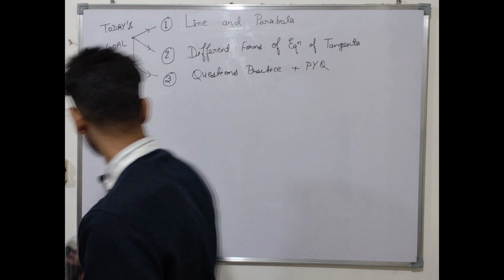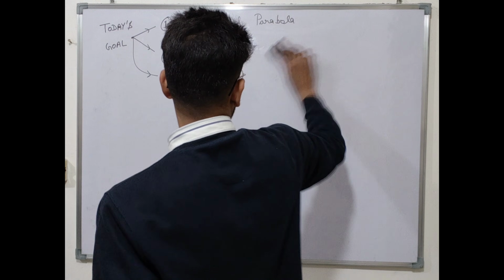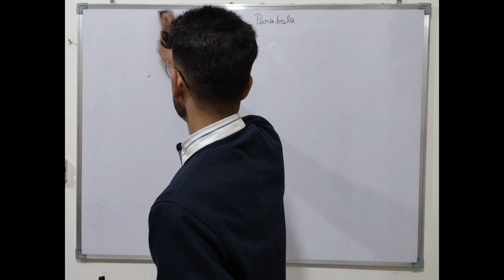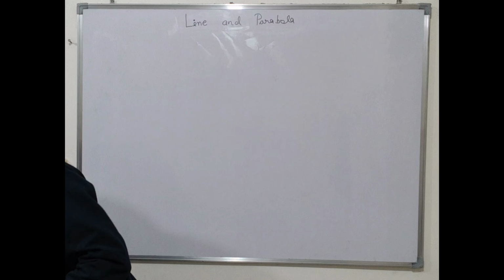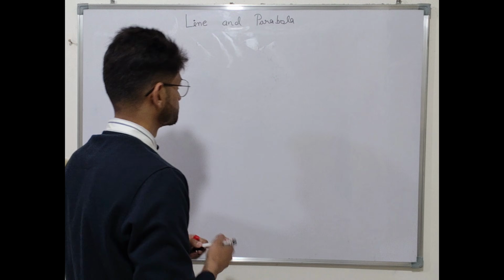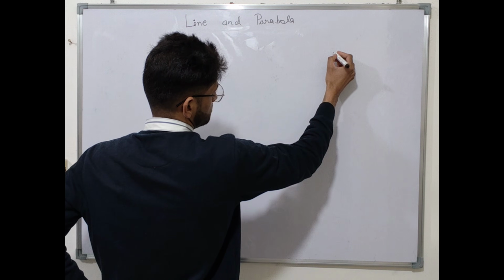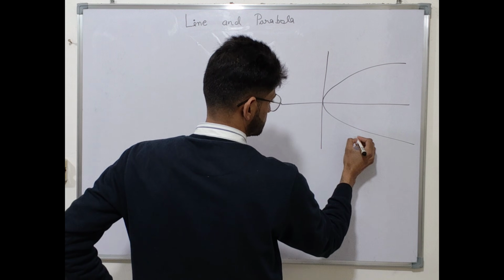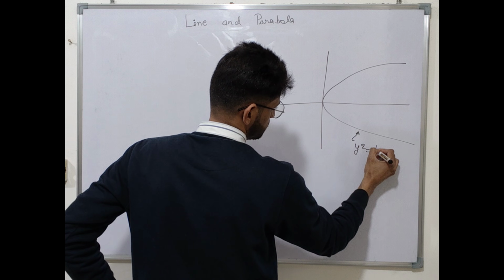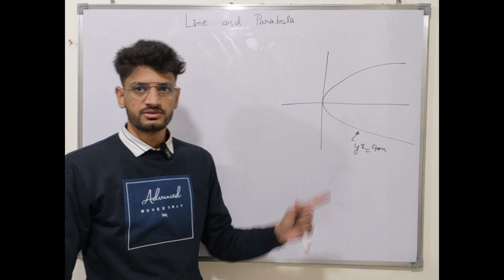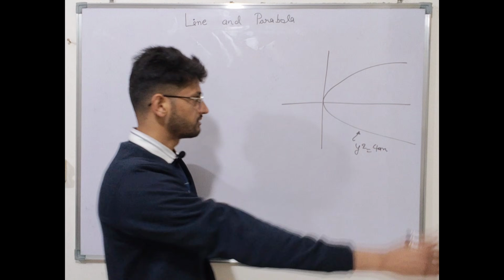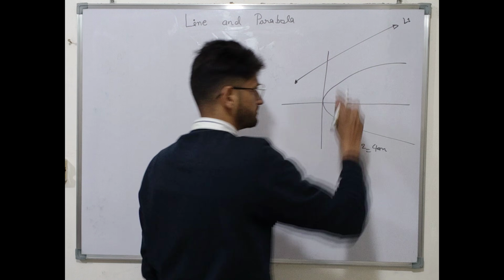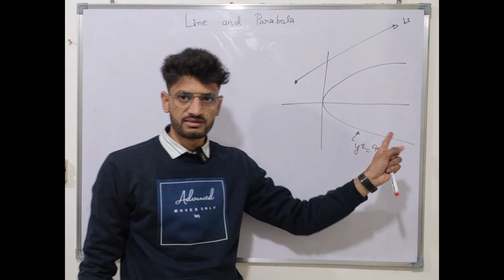So our first topic is line and parabola. What happens if we have a parabola, let's say y square equals 4ax, and we draw a line? Then what are the possible cases? If I'm drawing a parabola, y square equals 4ax, and now I have to draw possible cases of line, there will be three possible cases. Let's see case 1. This is line L1. We can see this line is never touching or cutting the parabola at all.